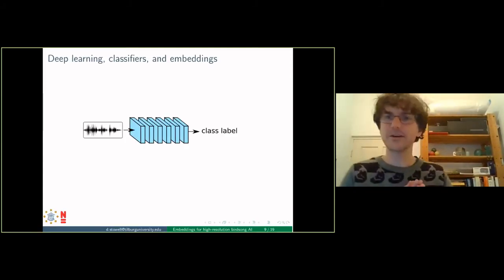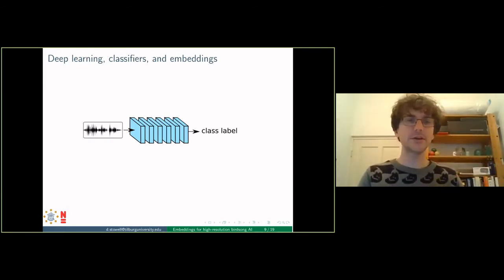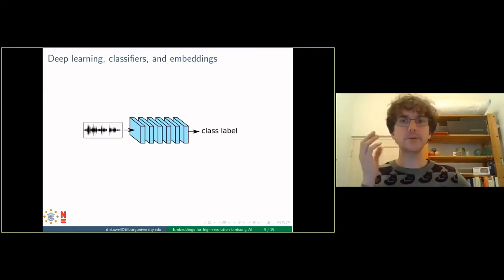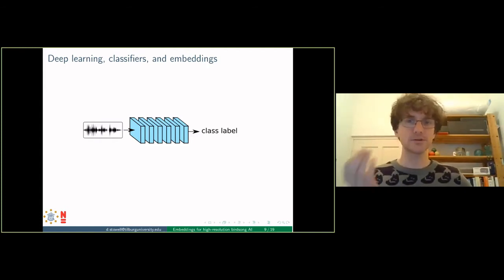You might have seen diagrams like this before. This shows a sound file. Let's say that's a 5-second audio recording. It goes into a deep learning system, which is often multiple layers. That's what we're showing here, of processing to produce some kind of class label. Now, for animal sound, that might be a species label. So is it a merel or is it a roodborst? And this is, in fact, the kind of problem that is most commonly addressed in bioacoustics.